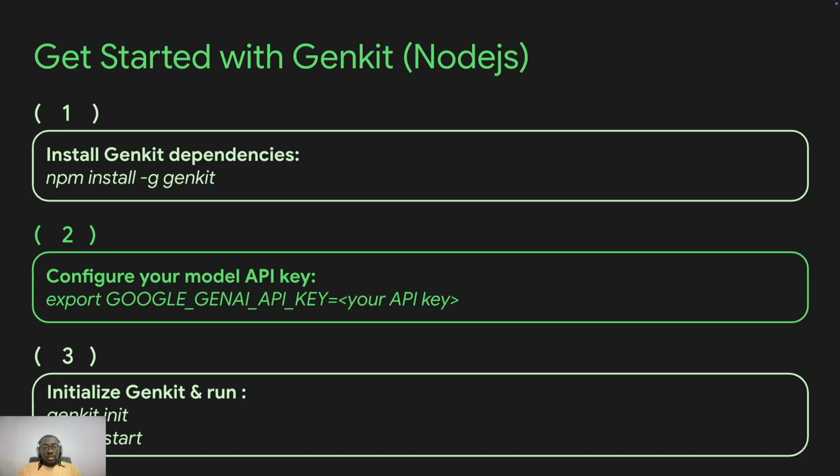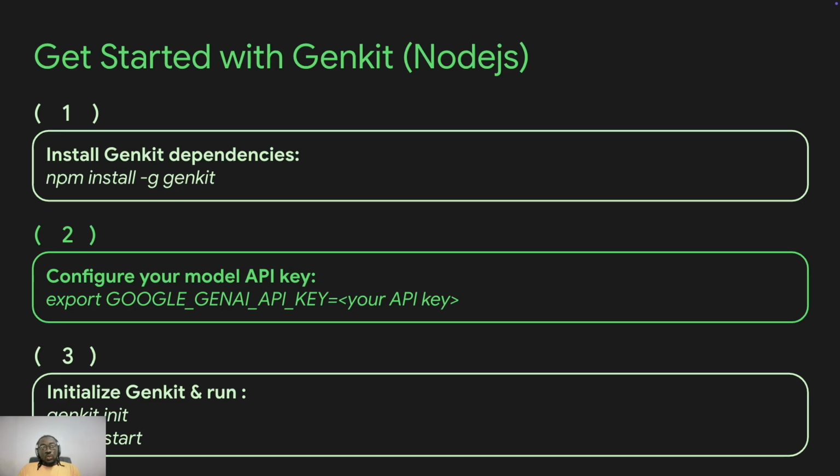So in order for you to start with Genkit using Node.js, first of all, you need Node.js installed as well. Then you need to install the Genkit dependency globally. Then two, you need to add your API key. So if you head over to aistudio.google.com, you get a free Gemini key. Then you add this key into your environment variable.